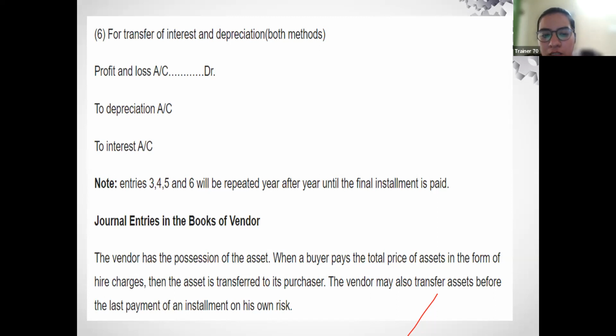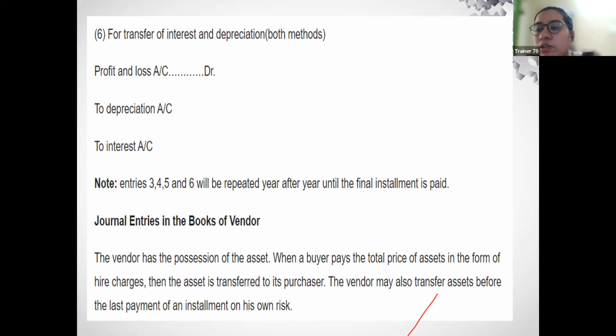Now this third, fourth, fifth and sixth entry, whatever we have seen, will be repeated. First and second entry will not be there, because you will not purchase the asset again and again. You are not going to make the down payment again and again. Every year you don't make the down payment. That is made only once. So what will be repeated? Third entry, installment due, installment paid, depreciation and transfer to profit and loss account. These four entries, entry number 3, 4, 5 and 6, will be repeated every year.